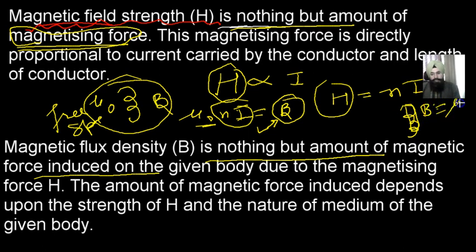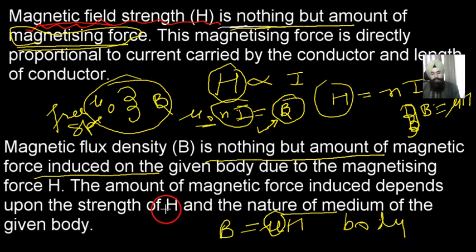Okay, so this is magnetizing force H, and B is induced in the given body due to the magnetizing force H. The amount of magnetic force induced depends upon the strength of H. So if this H is more, B will be more. And it depends on the nature of the medium, which means mu. Mu tells about the nature of the medium, whether it accepts the action of the magnetizing force or not. The mu contains that thing.